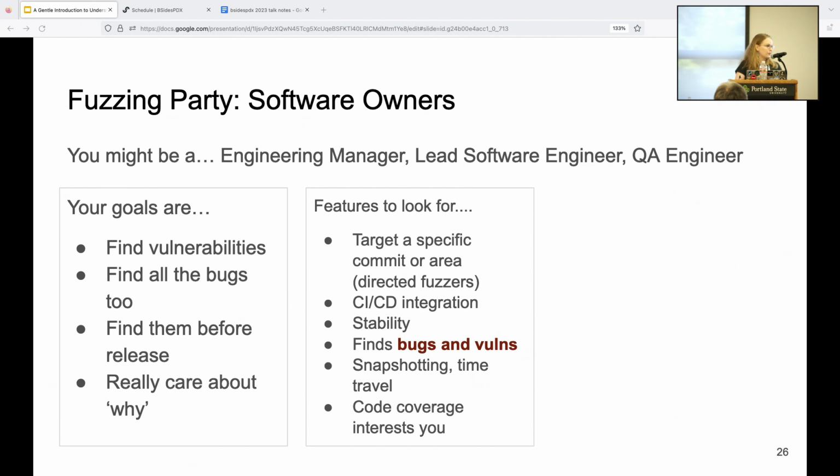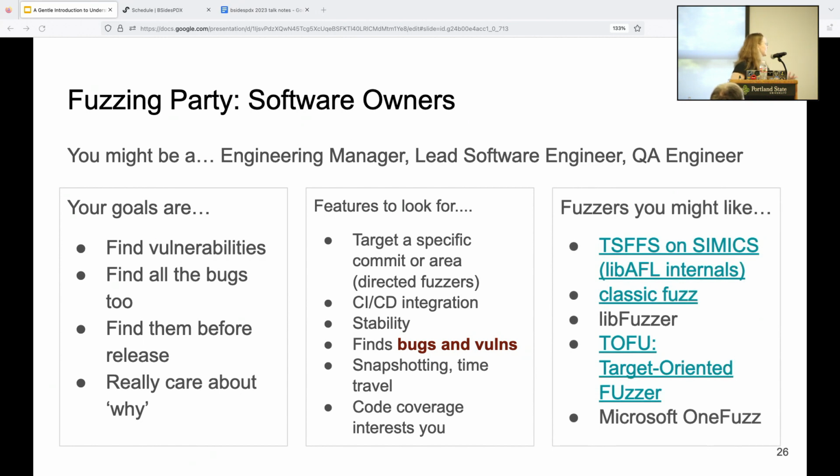You often look for different things, too. I'll be looking for things that target a specific commit. I might want to fuzz recent code. I might want to fuzz a new parser we put in there. I'm looking for stability because my to-do list is already way too long, and fixing software that should just be working already is not my idea of fun. I need bugs and vulnerabilities. As Rowan mentioned in his talk, snapshotting and time travel are really helpful for that. And code coverage is actually interesting to at least the QA people because you want to make sure you can tell your leadership that yes, all of the code is tested or all of the code we can reach is tested.